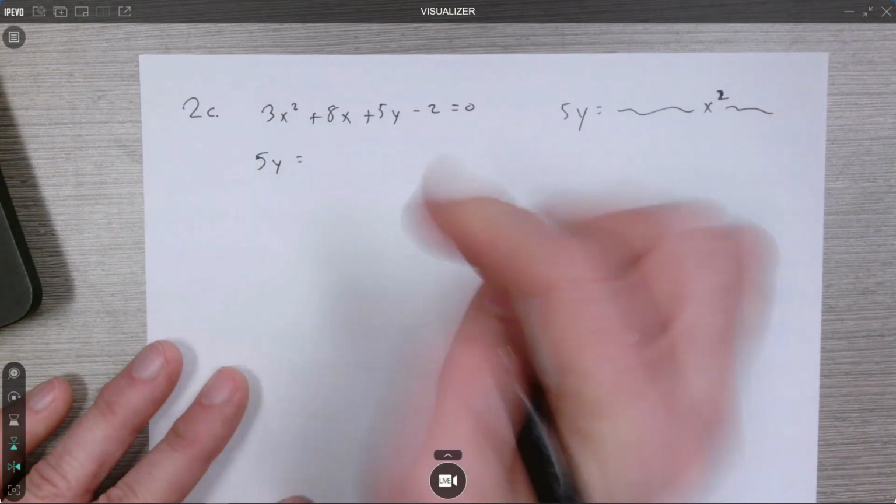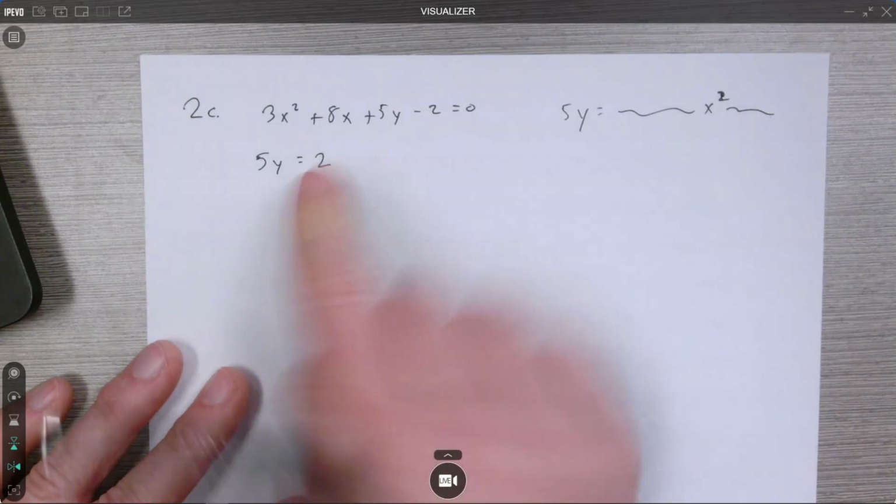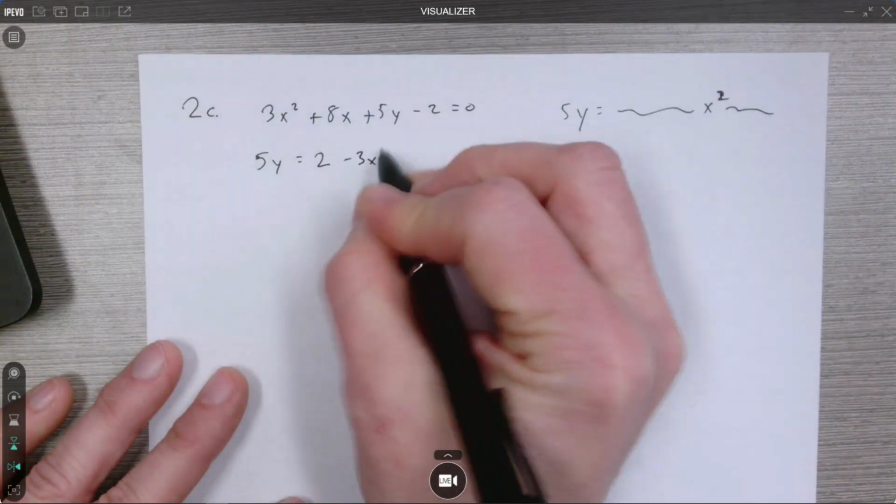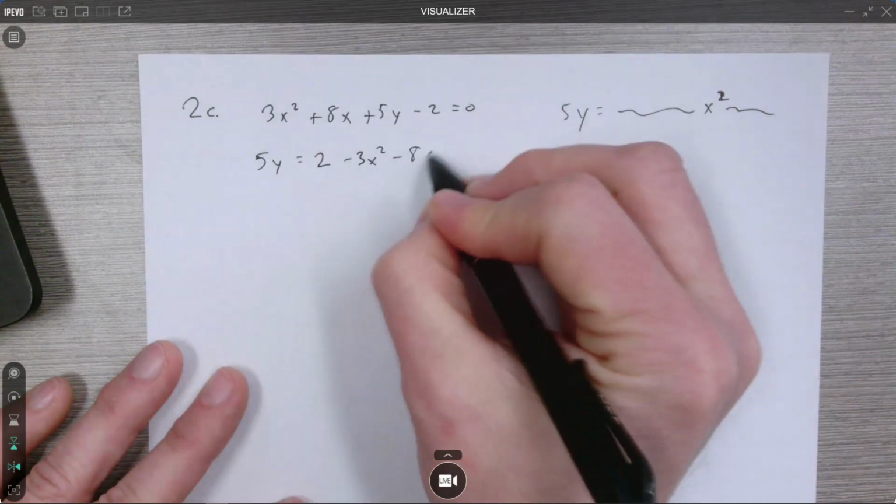So 5y equals, I'll add 2 on both sides. I will subtract 3x squared on both sides. I'll subtract 8x on both sides.